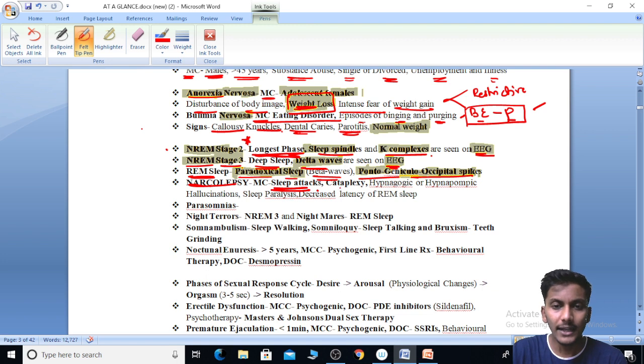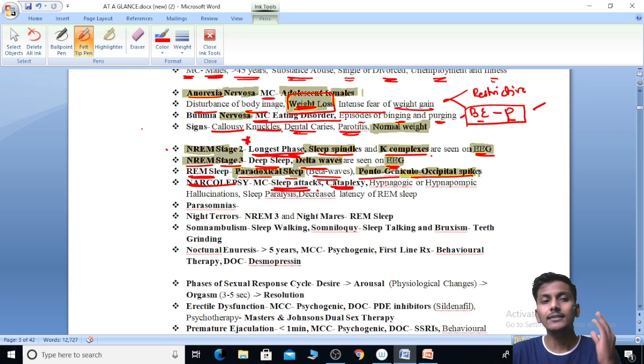Along with that, there can be cataplexy. Cataplexy is sudden loss of tone of the muscles of the body. Therefore, the person falls. Wherever he is standing, he will suddenly fall down, okay? So that is what cataplexy is. Please remember, in cataplexy there is sudden loss of the tone of the muscles of the body. Important.